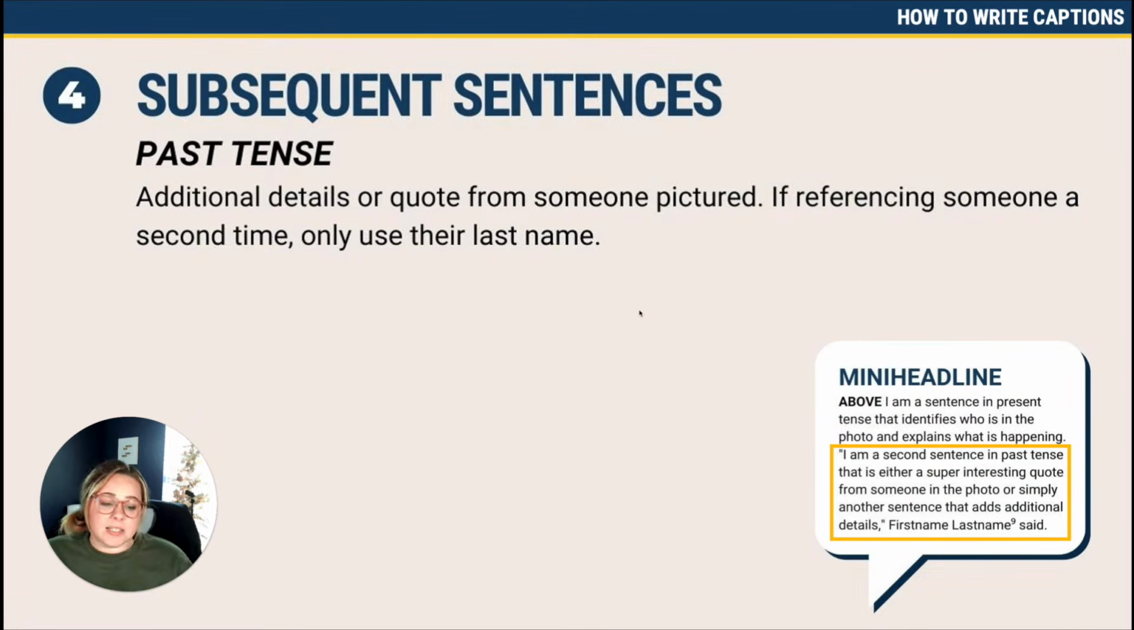But in this instance, you've already identified who's in the photo and explained what is happening on a basic level. And now we're going to go and add additional details. So this can be in the form of just additional sentences, background information that the reader would know just by looking at the photo.